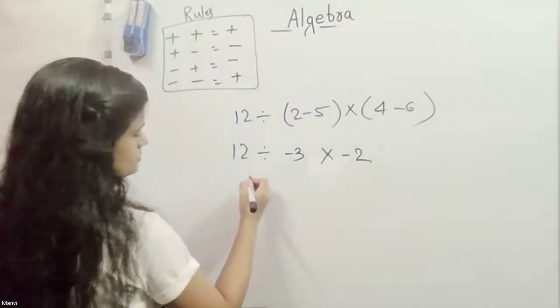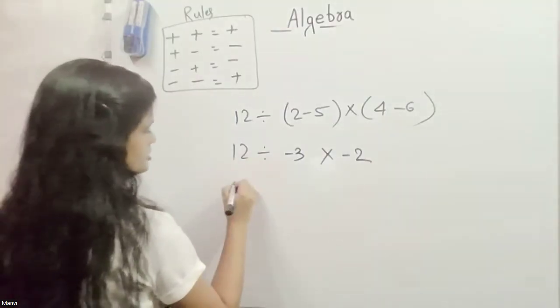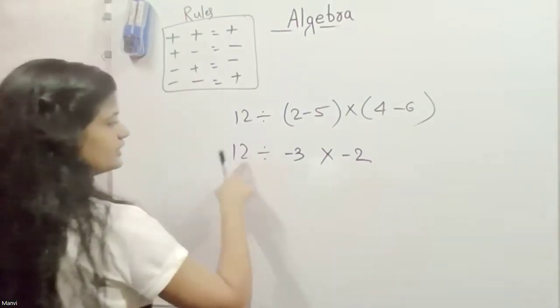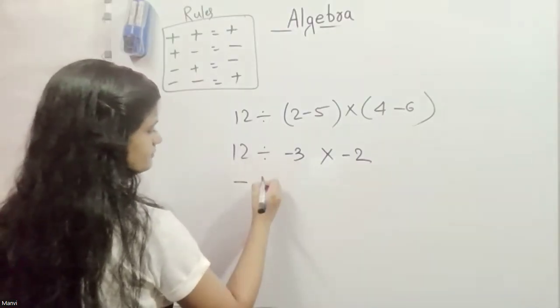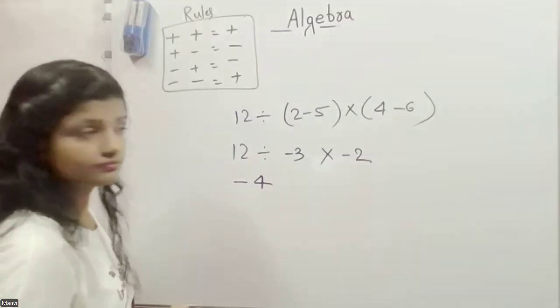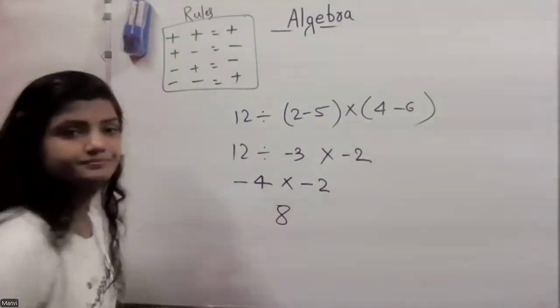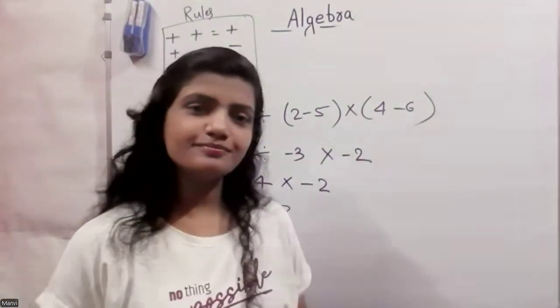Divide. So this will be different sign. So answer must be negative. And 12 divided with 3. This must be 4. Times -2. Oh, 8. Just 8. Okay? Okay.